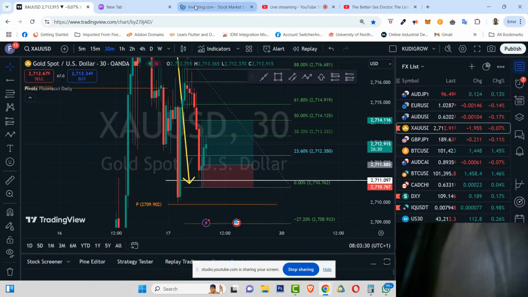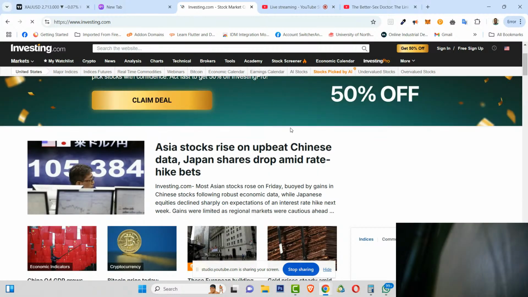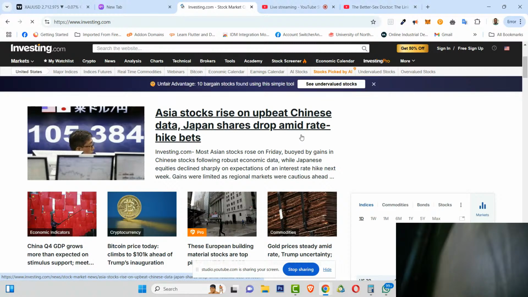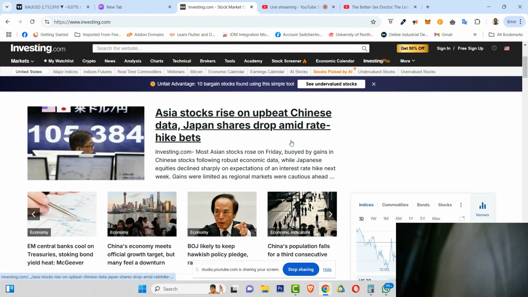So let's go to investing.com and see what's happening. Let's take a look at some of the headlines. This one says Asia stocks rise on upbeat Chinese data. Japan shares drop amid rate hike bets. So what's this saying now, right? Most of the stocks traded in the Asian stock market, they said they were buoyed, like enhanced, by gains in the Chinese stocks.